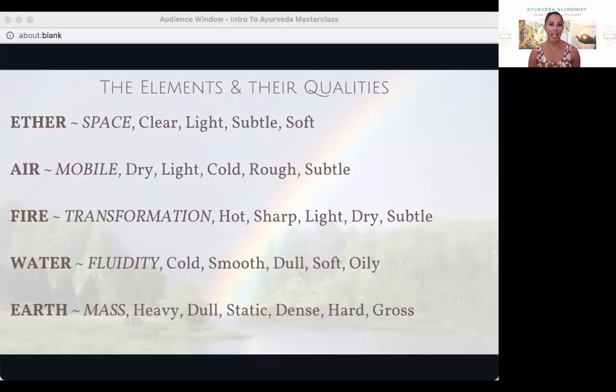As we can see, each element has a number of qualities that can describe it, but they also have their primary principles. So ether, which is also space, has the space primary principle. Air has the primary principle of movement. Fire has the primary principle of transformation. Water, fluidity, and earth as solid mass.